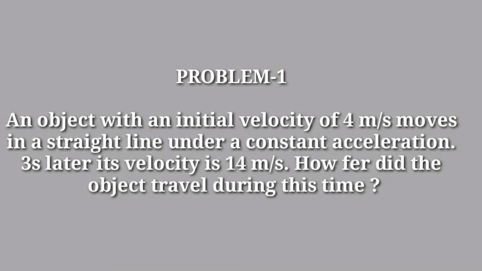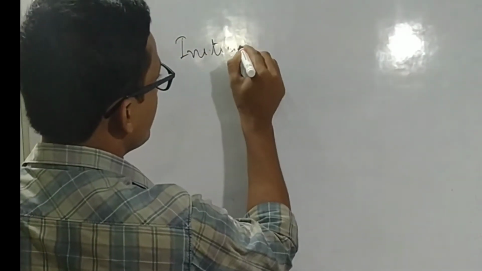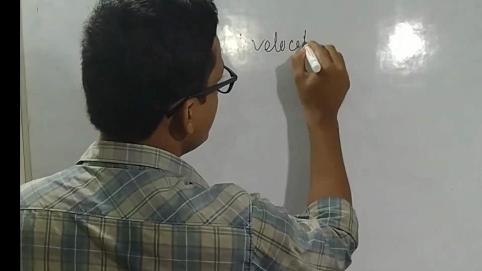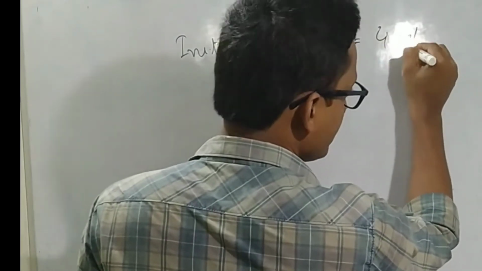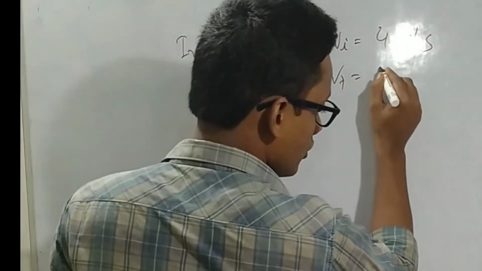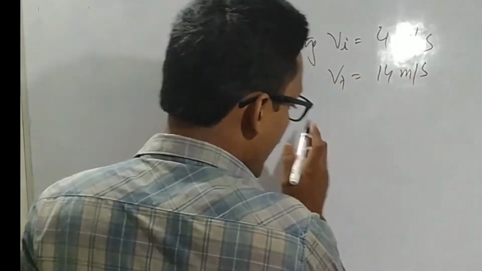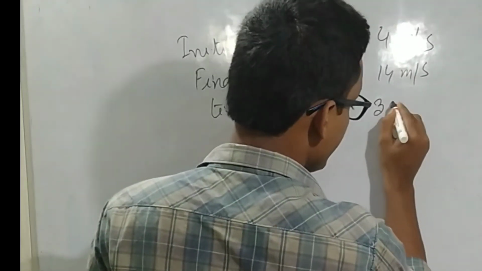An object with an initial velocity of 4 meter per second moves in a straight line under a constant acceleration. 3 seconds later, its velocity is 14 meters per second. How far did the object travel during this time? So the given information is: initial velocity u is equal to 4 meter per second, final velocity v is equal to 14 meter per second, time taken t is equal to 3 seconds.